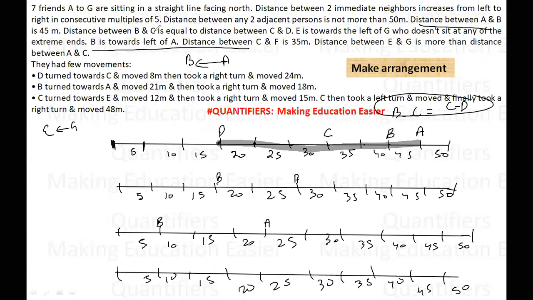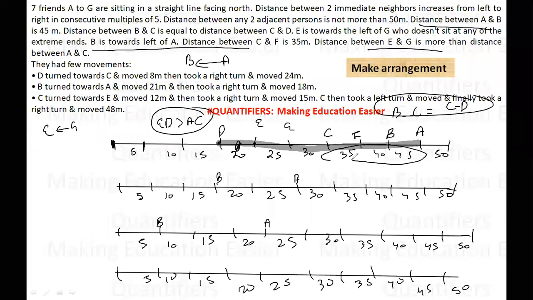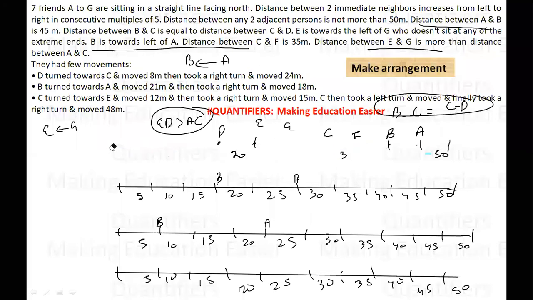So F is at a distance of 35 meters. So F has to come here. In that case, E will come here. G will come here. E is towards the left of G. So the distance between E and G is more than the distance between A and C. So the ED distance is more than AC. If I see, the ED distance is 20. The AC difference is much more than 20. So this is not a possible case. So I can erase this case. This scenario is not possible.